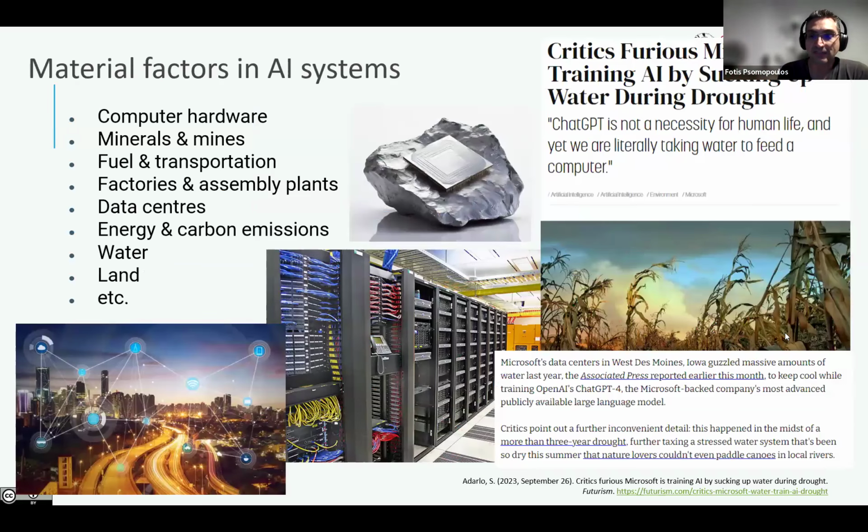But more importantly, it's not just the human factors, it's also the material factors. When you put together an AI system, you need hardware. This means that you need minerals and mines to fuel that. You have fuel, transportation, assembly, data centers, energy and carbon emissions, water use, land use. These are all resources that are being used for AI and for creating a model. So creating a model just for the sake of it is not becoming an easy choice. It's becoming a choice, and I'm quoting something here from Microsoft. It's literally taking water to feed a computer, which is a really key message in my mind.